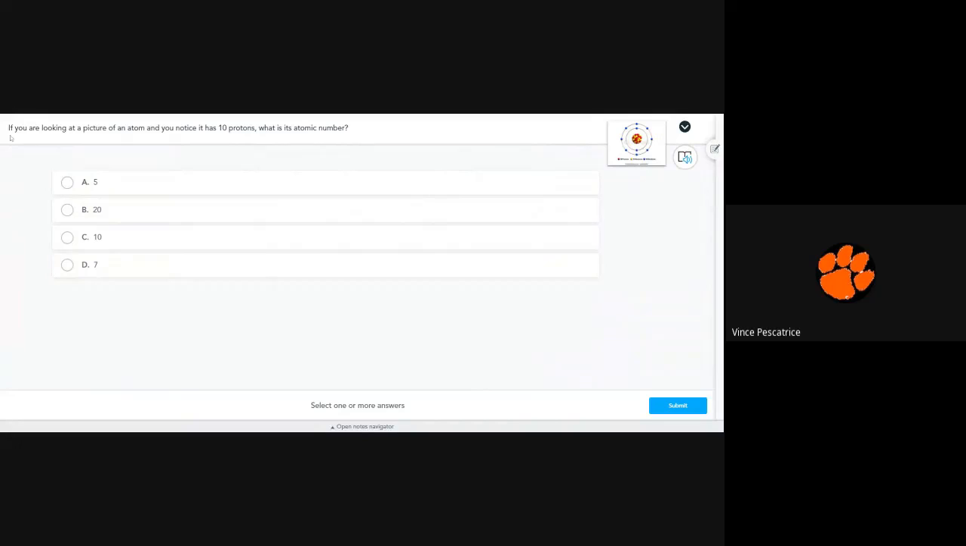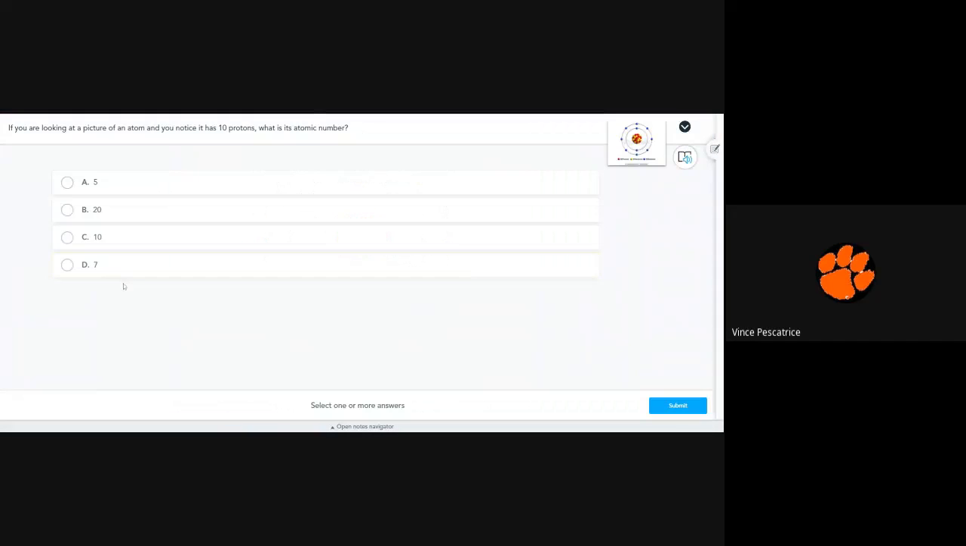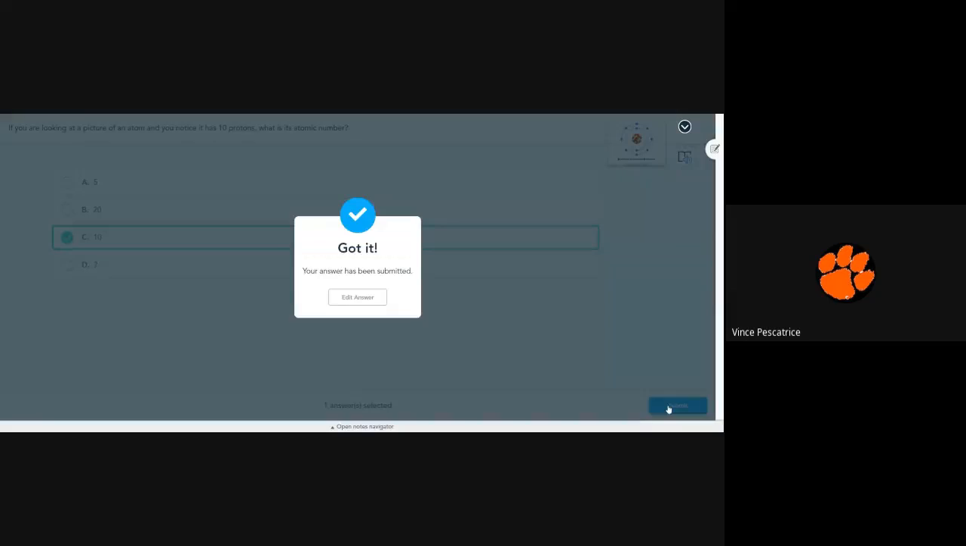Close, but look at your notes. Remember, your notes say that the atomic number is equal to the number of protons. So how many protons are in this atom? Yep, here you go. 10. Very good. And you guys are going to learn how to associate that number with an element when we cover the periodic table.